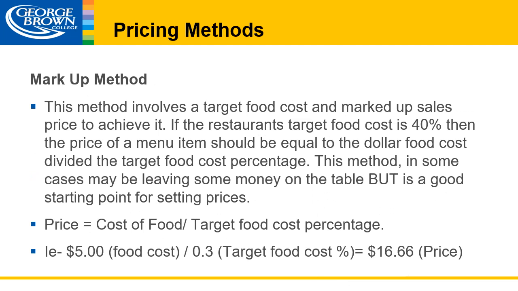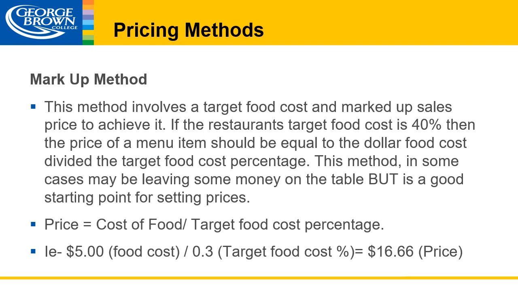The next method is called the markup method. So this involves selecting or identifying a target food cost, and then marking up sales prices to achieve that specific cost. Okay, so this is very similar to the previous method, but it's such that every single time you sell a menu item, you know that the food cost is going to be the exact same percentage, or you're going to hit that target food cost percentage. I'm going to show you how to calculate it, but this method in many cases may be leaving some money on the table, but it's a great way to start setting prices based on very little information.